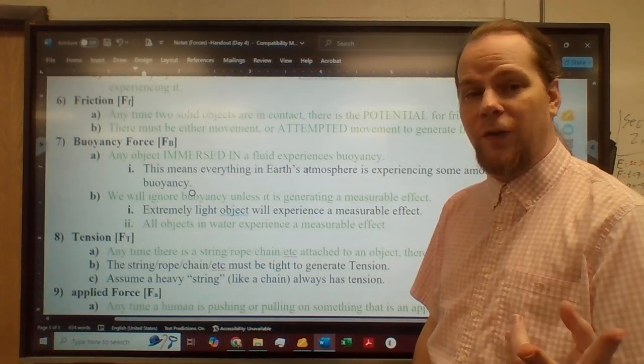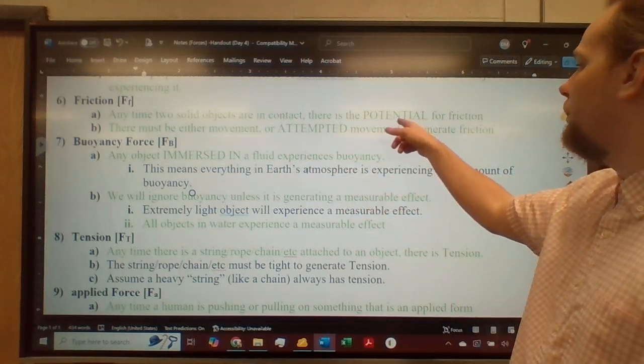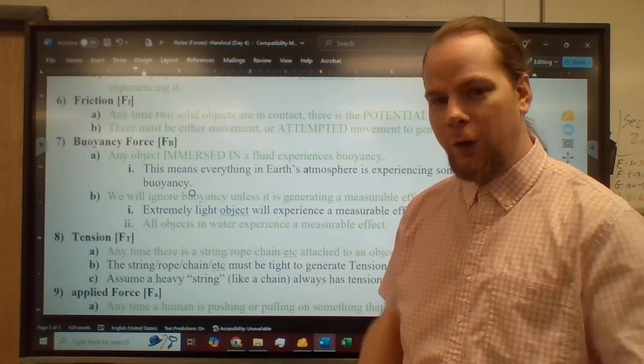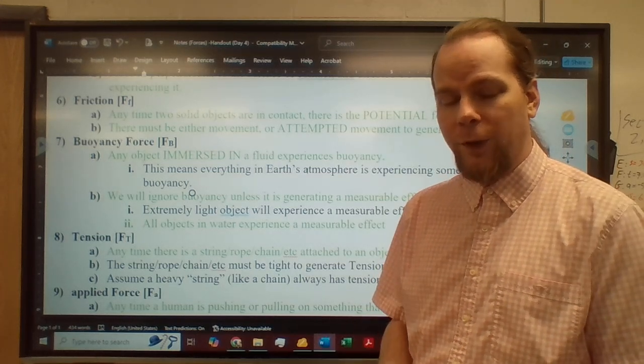It has to be, again, solids. Liquids don't count. There's going to be potential for friction. The chair sitting on the floor doesn't have friction. There's no friction that we have to deal with there.